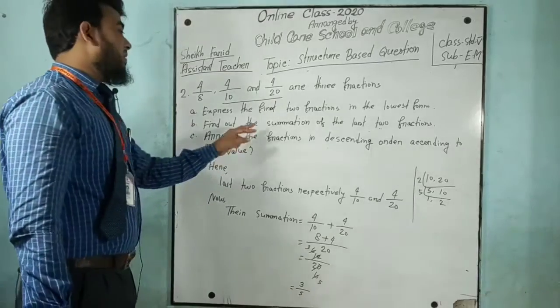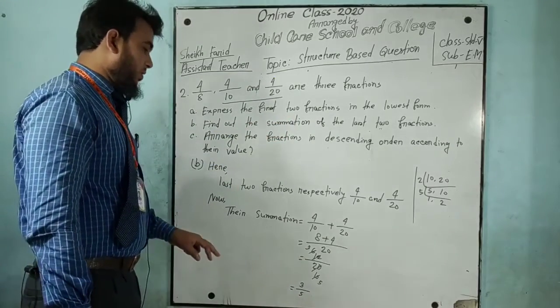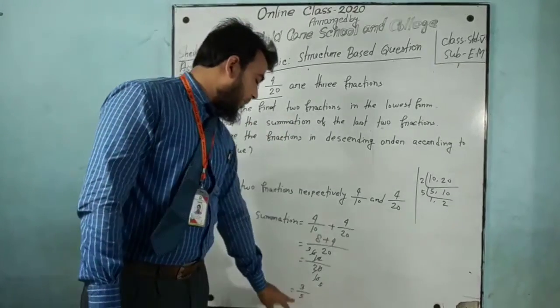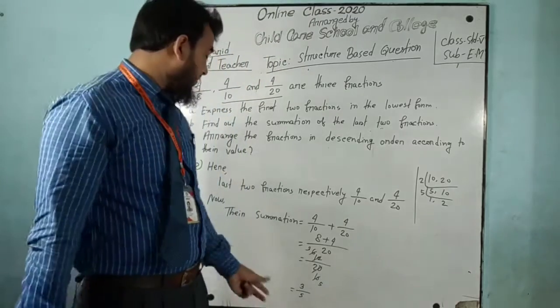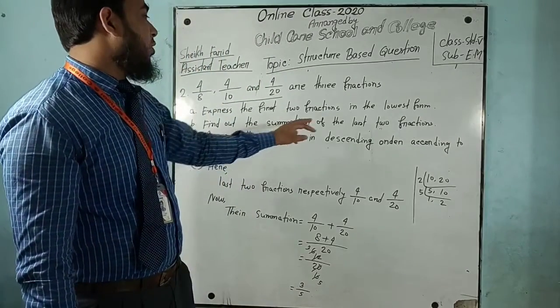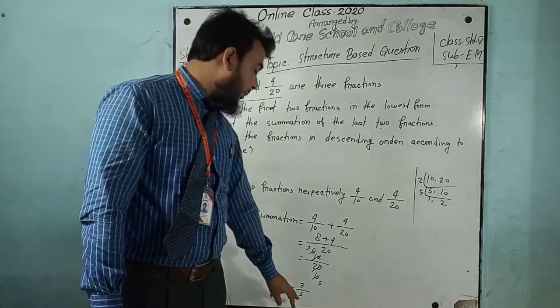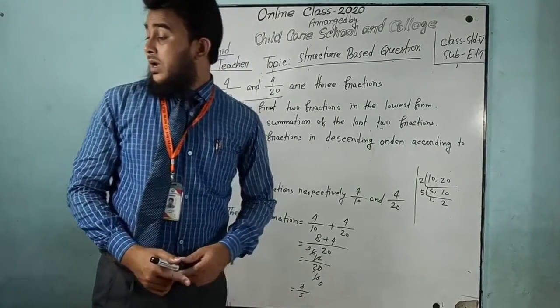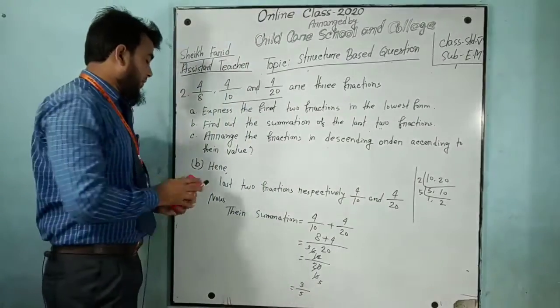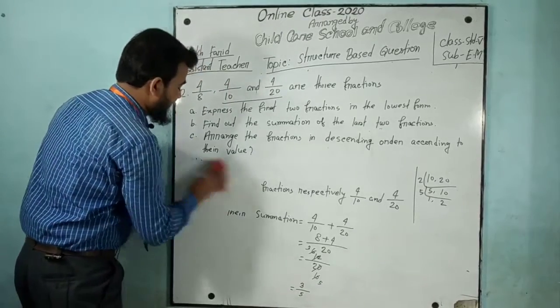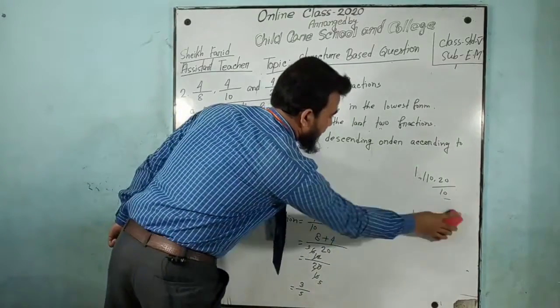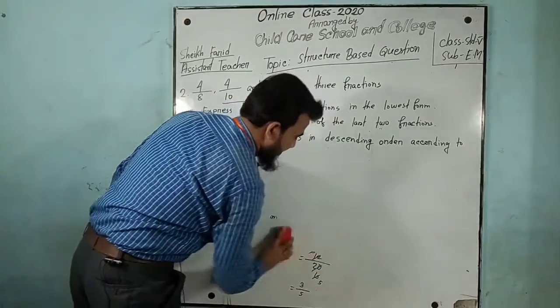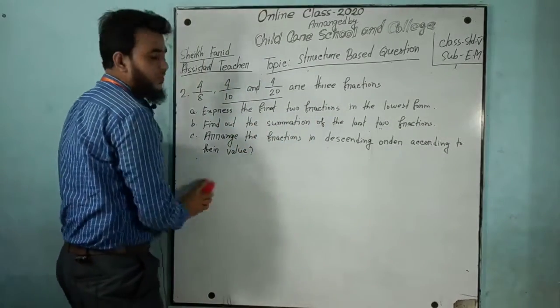Okay, so find out the summation of the last two fractions. So their summation is 3 by 5. If you can write the finishing line: the summation of the last two fractions is 3 by 5. Okay. Now the last one. Don't look at the board.